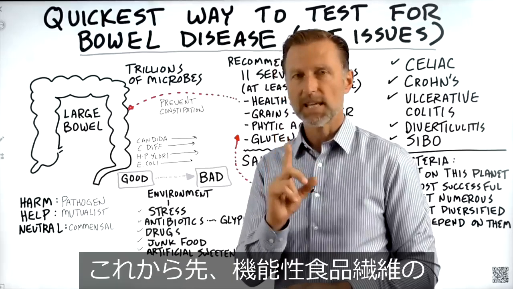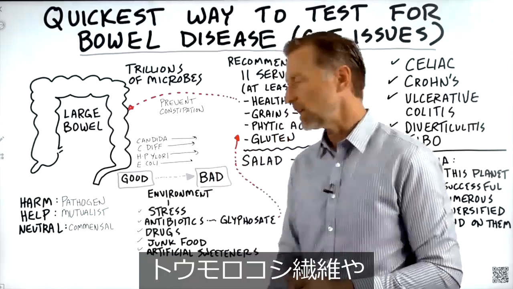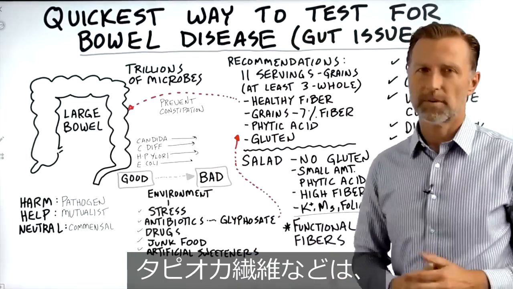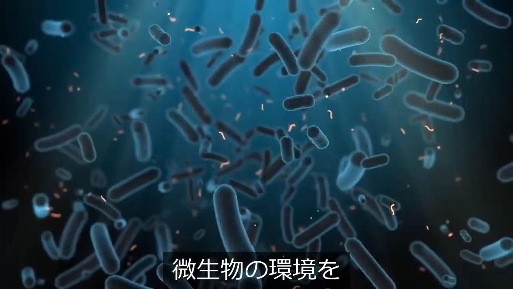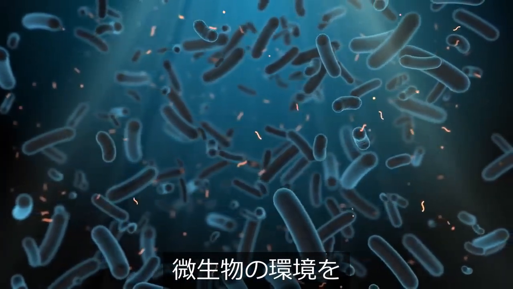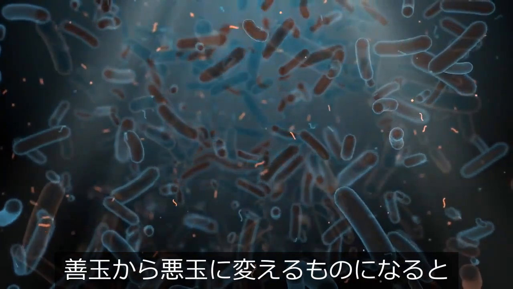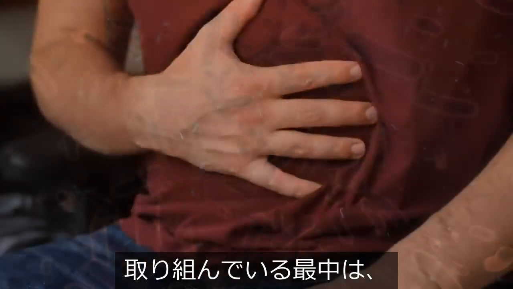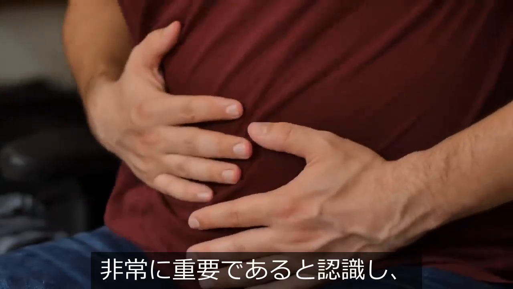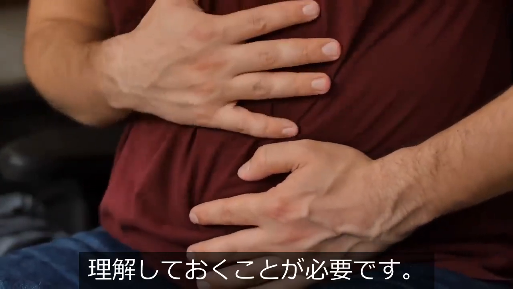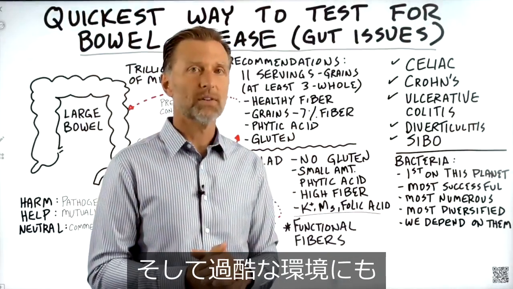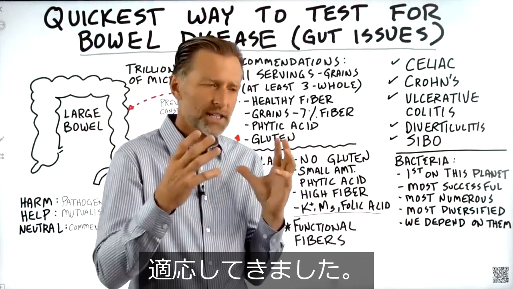I think, and I predict down the road, we will see these functional fibers, like the corn fibers and tapioca fibers, being something that alters the environment for the microbes to turn them from good to bad. And so when we're dealing with these gut issues, we do need to recognize and understand that these microbes are very, very important. They're the most successful in survival. They've adapted to the harshest conditions.